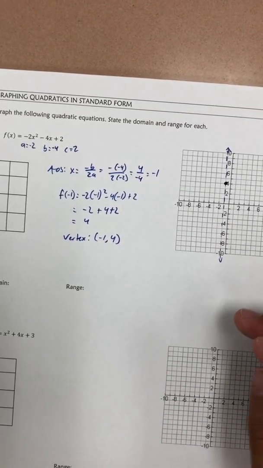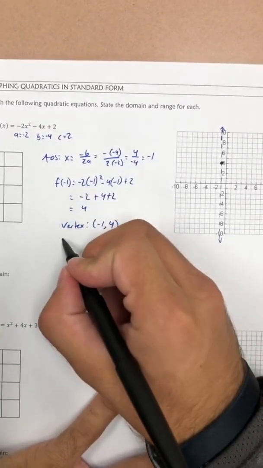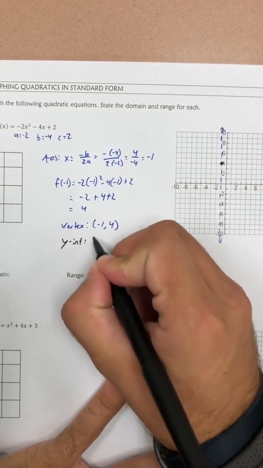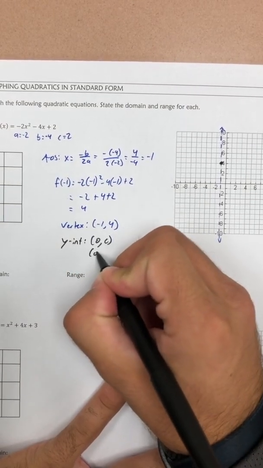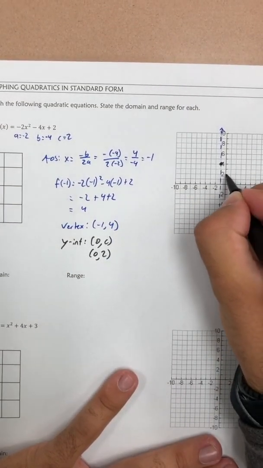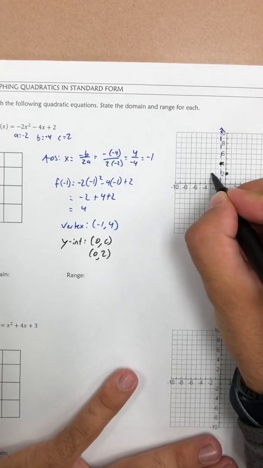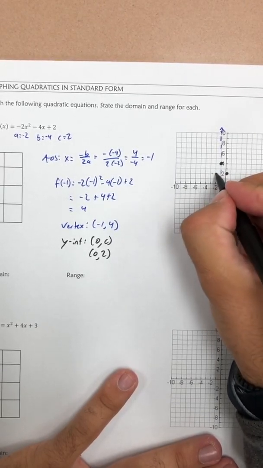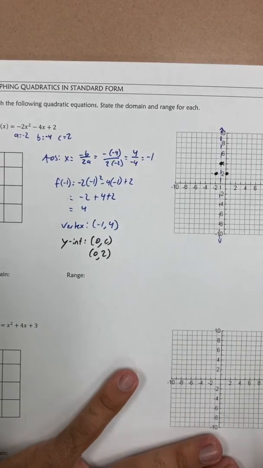I can easily find my y-intercept. It's always 0, c, so it's 0, 2 here. And then I can just reflect that over the axis of symmetry as well to be there.